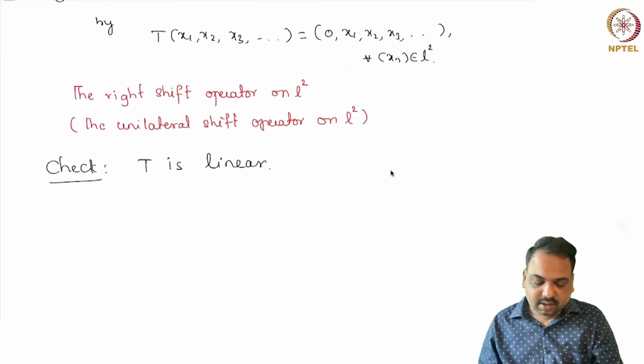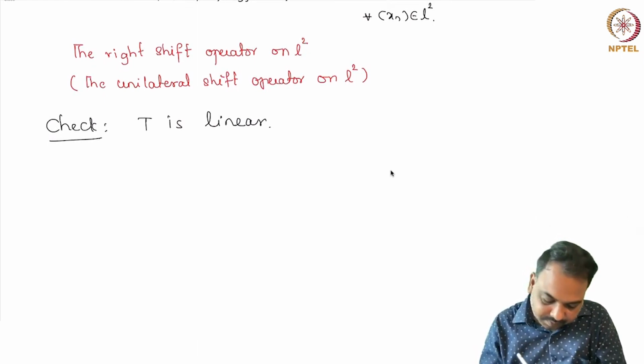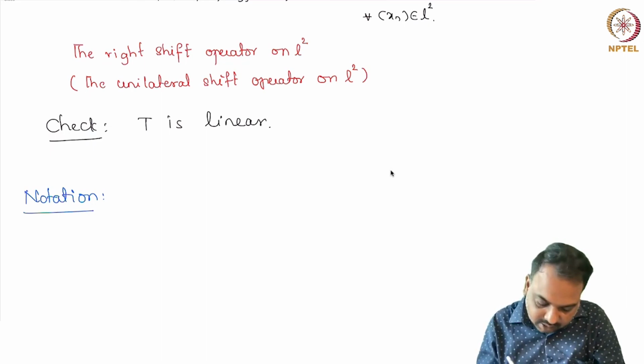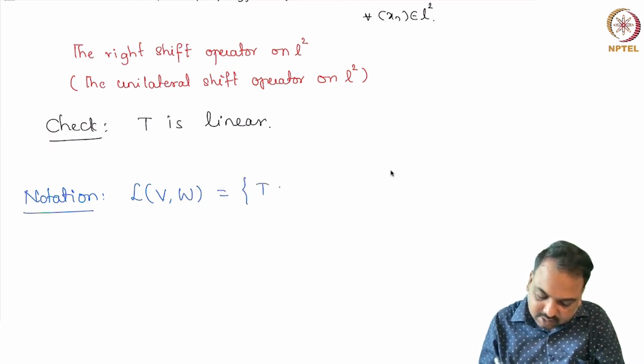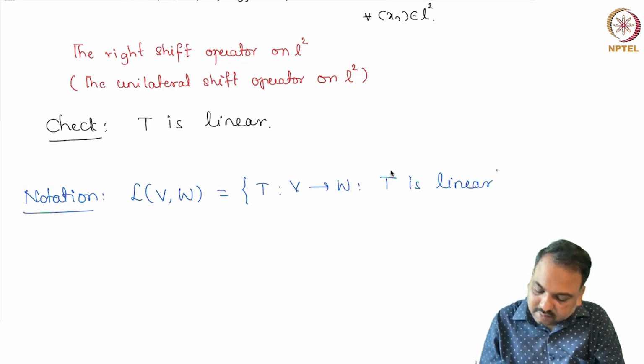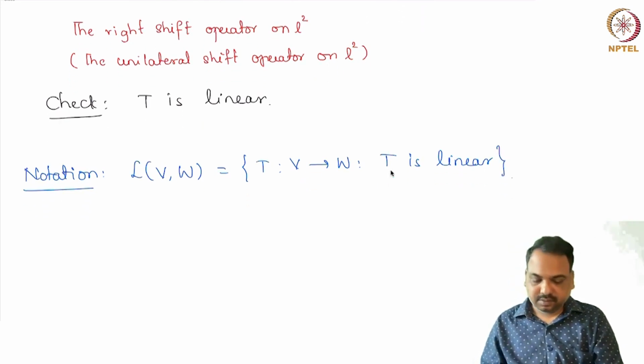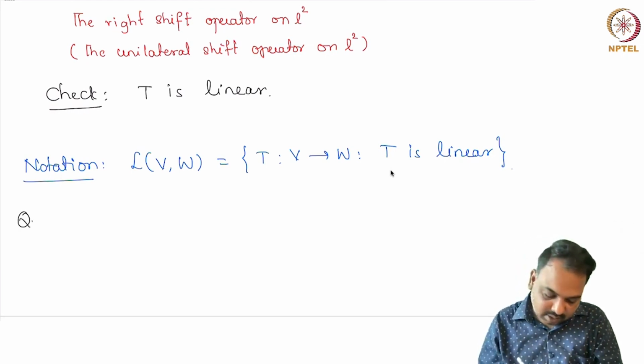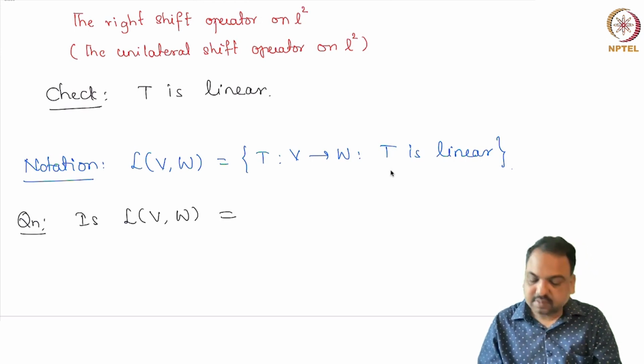Now one thing we can ask: let us fix a notation for linear maps. We denote the set of all linear maps from V to W by L(V,W). So it is the set of all T from V to W such that T is linear. That means L(V,W) is a set. Now the question we can ask is: is this set L(V,W) non-zero?